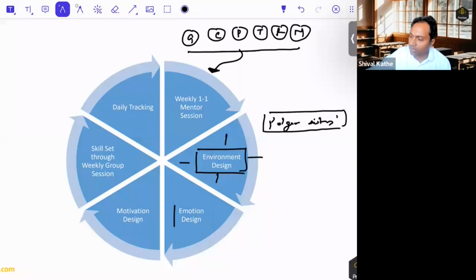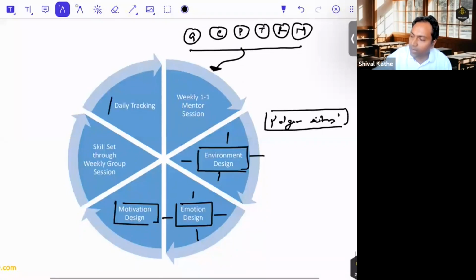And then there is emotion design. Emotion design in the sense of how the student is feeling throughout the preparation. That is very much important. If you are somehow able to keep them motivated throughout the journey, it will be a very good thing. And motivation will come from setting small targets and achieving them. Whatever small targets we set, for example, I took a target of studying for 4 hours and then I was able to manage it. That will help in motivation.